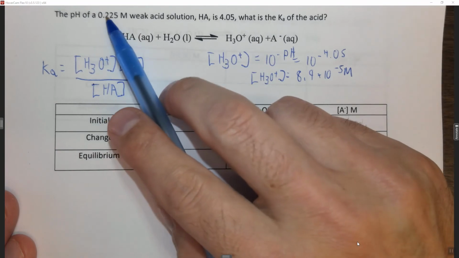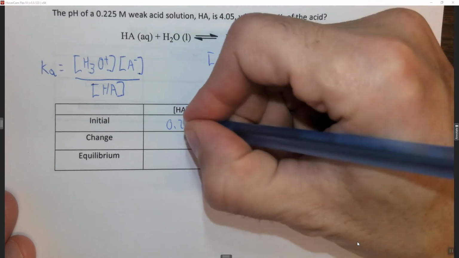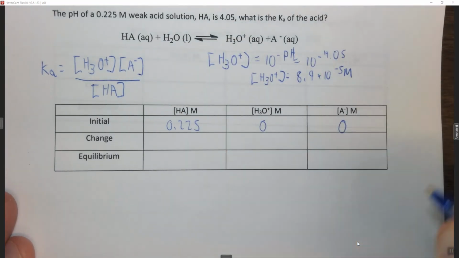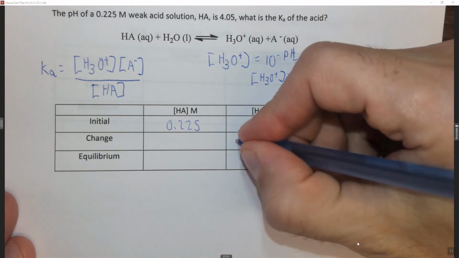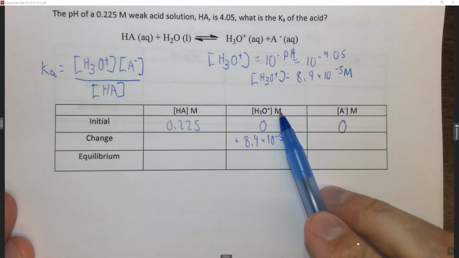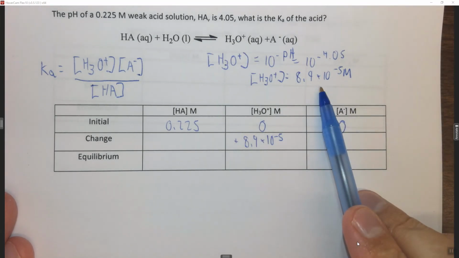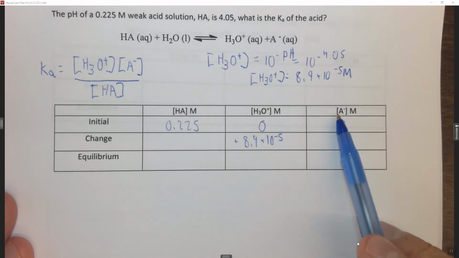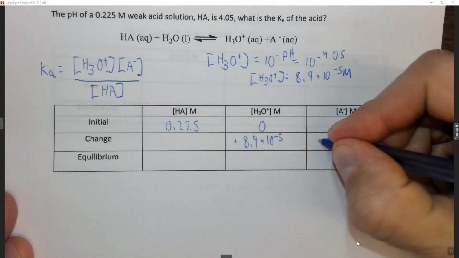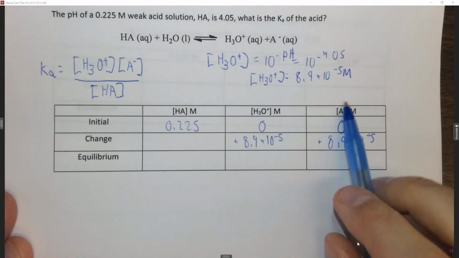The initial concentration of the HA is 0.225 molar. The initial concentration of H3O plus and A minus is both 0. In this case, we're going to add 8.9 times 10 to the minus 5 molar H3O plus. How do we know? Because we measured the pH at equilibrium and we found that it was 8.9 times 10 to the minus 5. We also know that the concentration of A minus has to be the same because for every one of these that reacts with water, you get one of these and one of these. So we must have also gained 8.9 times 10 to the minus 5 of the A minus.